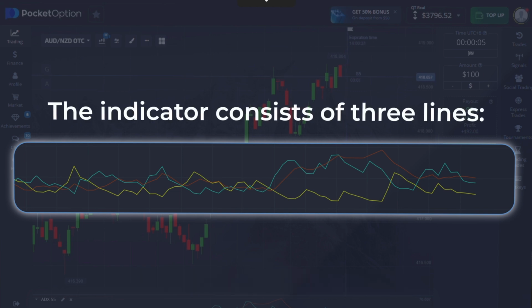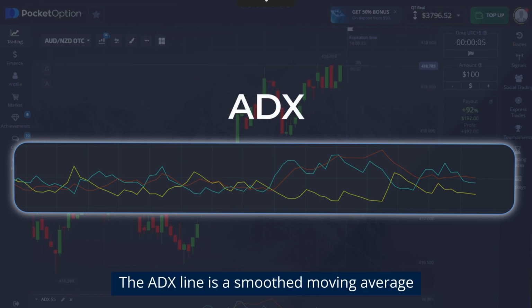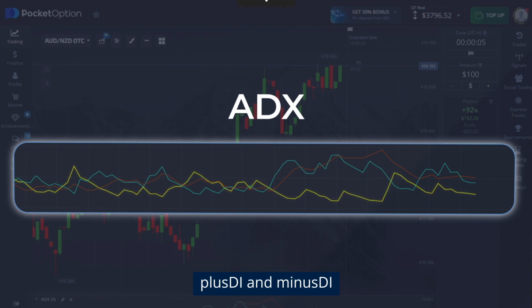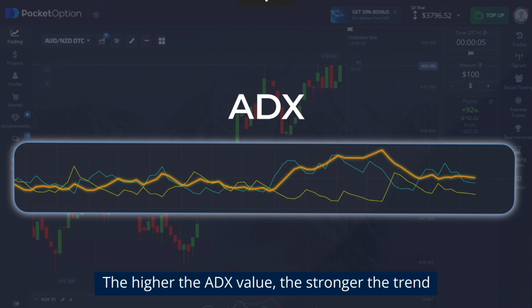The indicator consists of 3 lines. The ADX line is a smoothed moving average of the difference between the other 2 components, plus DI and minus DI. The higher the ADX value, the stronger the trend.